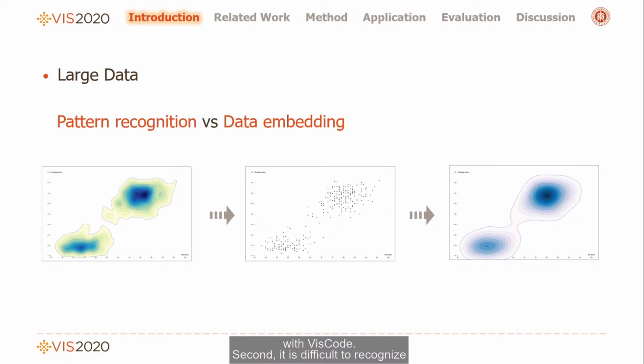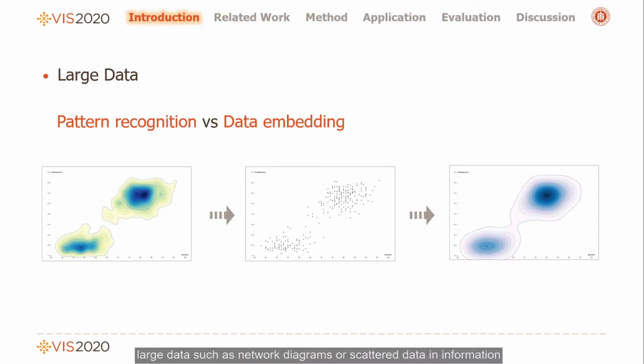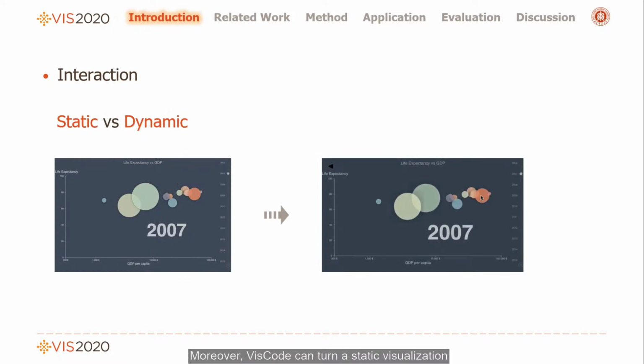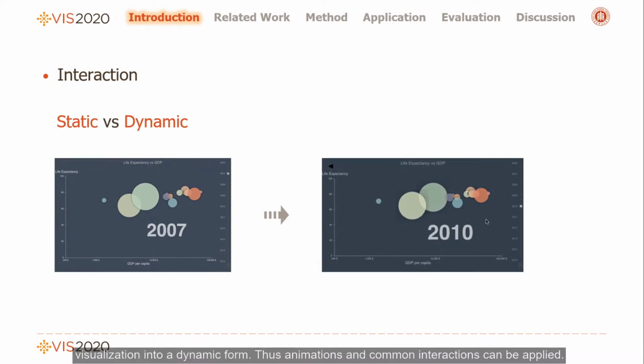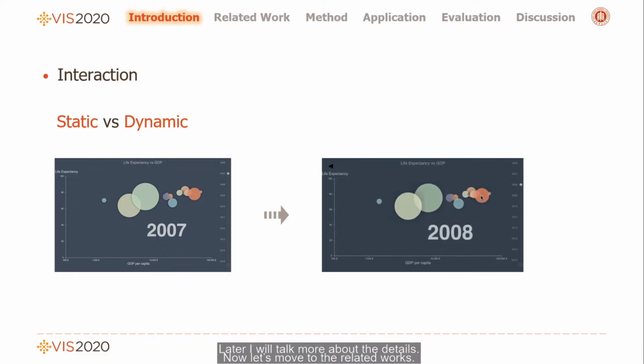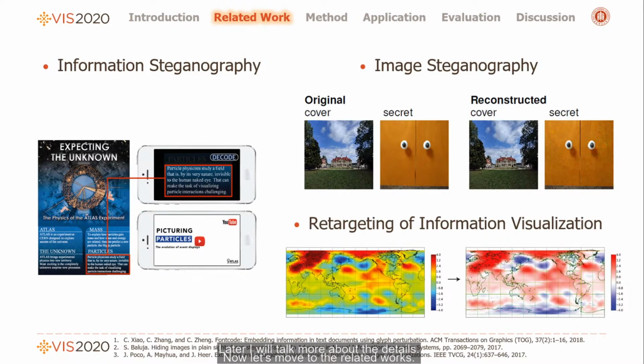Second, it is difficult to recognize large data, such as network diagrams or scattered data in information visualizations. While VIS code can be used to encode and decode the original large data in a static image without pattern recognition. Moreover, VIS code can turn a static visualization into a dynamic form. Thus, animations and common interactions can be applied. Later, I will talk more about the details. Now, let's move to the related works.